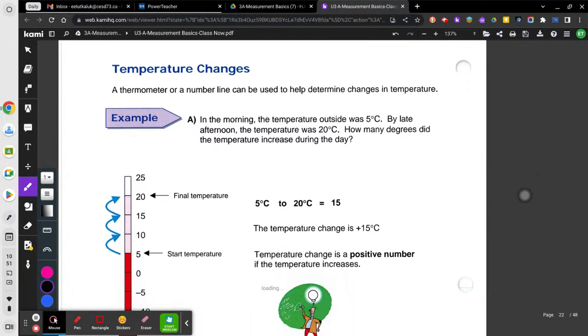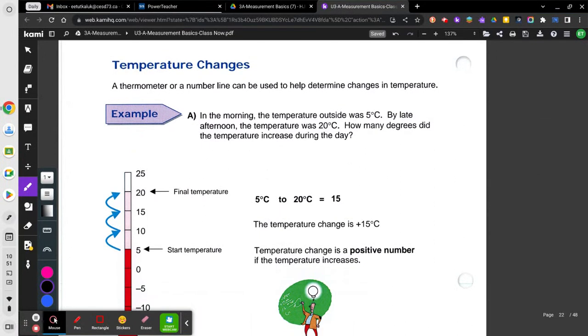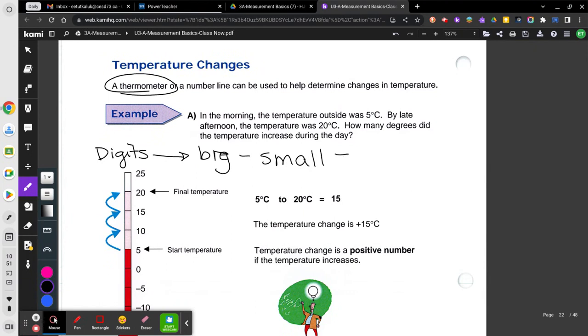Now we're going to talk about temperature changes. So if it was -2 in the morning and it ended up being 15 degrees, how much temperature change was that? To find temperature change, you use thermometers, or with digits, you take big number, subtract small number. And that equals your temperature change.